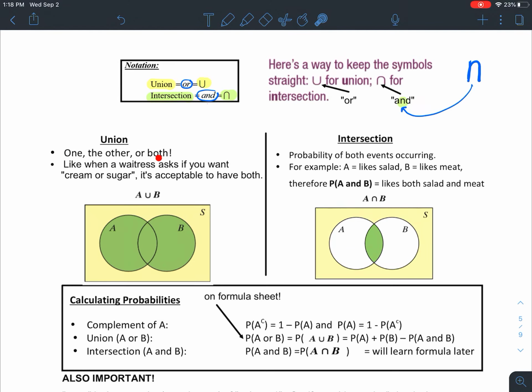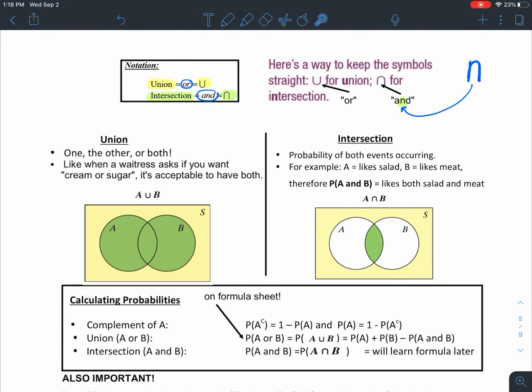Sometimes the or can be a little confusing because we think that it has to be one thing or the other, which is true, or it could be both. Like when you go to a restaurant and the waitress asks you, would you like cream or sugar in your coffee? She's really saying, do you want cream? Do you want sugar? Or would you like both, cream and sugar?